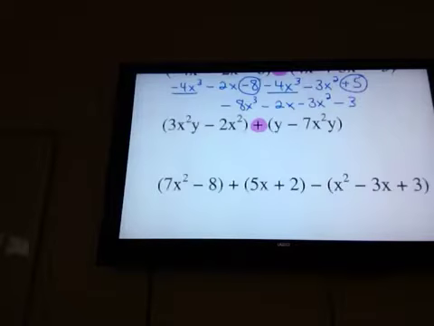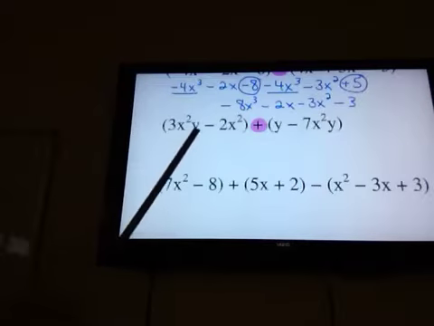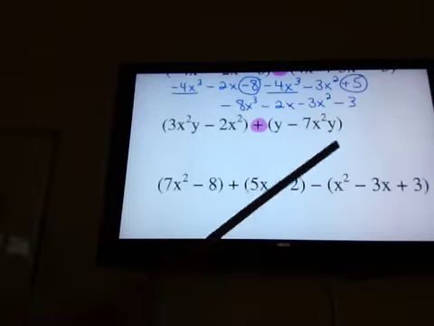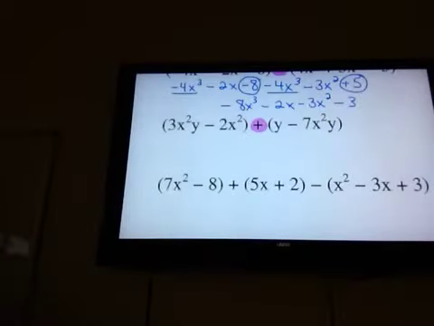My next question is an addition, which means I'm going to have to change nothing. So I'm going to look for like terms. Here I have an x squared y. Here I have an x squared y. So those can be put together. Positive 3 minus 7 gives me negative 4 x squared y.